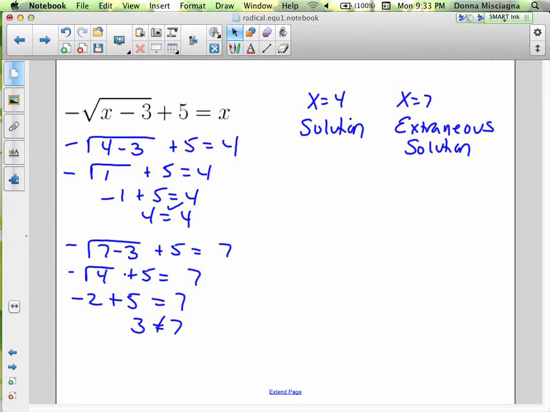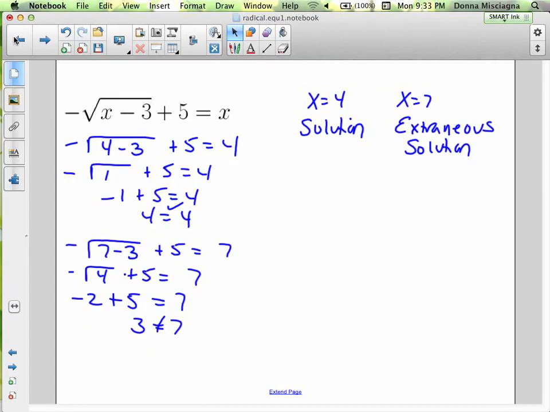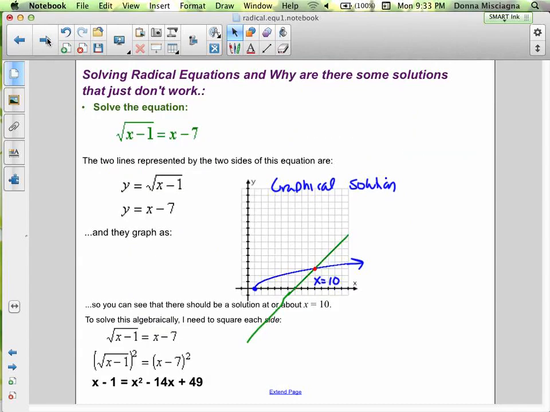And now let's take a look at a little visual here to understand what's happening. Oh, and by the way, if I went too fast, just remember, just pause me, and then you can write that down. But let's go to our graph for right now. So, solving radical equations and why there are some solutions that just don't work.